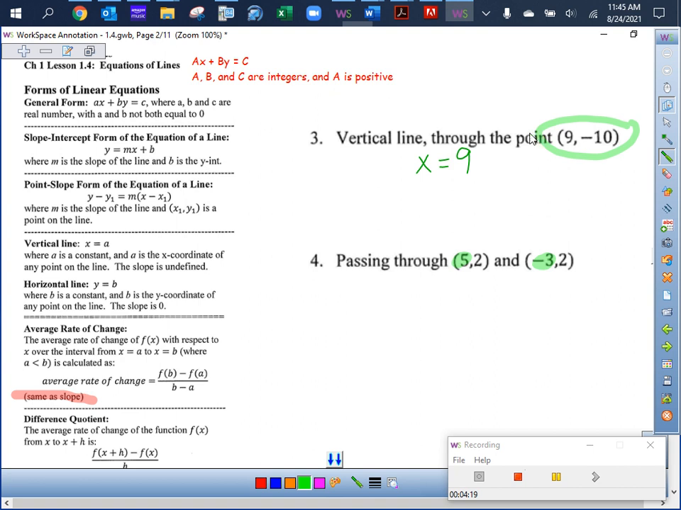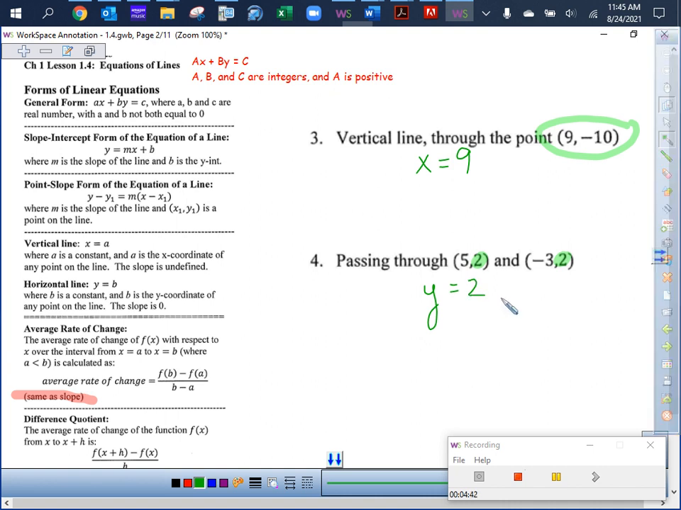The way you could tell if it's horizontal is that both of the y values are the same. Are both of these y values the same? Boom. So we're done. It is a horizontal line that goes through these points. It's just going to be y equals 2, because that's literally what y equals.